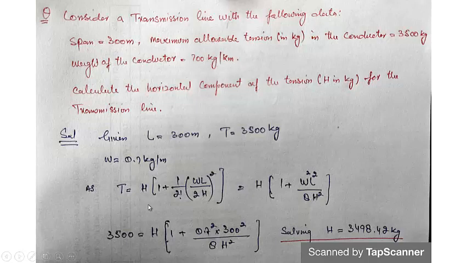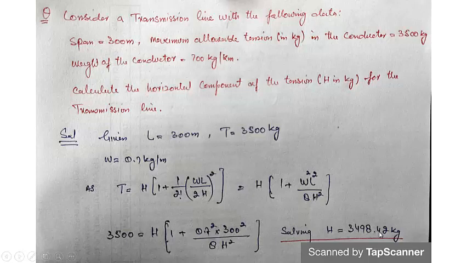So using the actual formula of tension, T is equal to H into (1 plus 1 by 2 factorial into (WL by 2H) whole square). When you open it up, it will be W square L square by 8H square. So putting the value of W and L, and T, this T is 3500, is equal to H into 1 plus 0.7 square into 300 square by 8H square, because we have to find out the value of H. If you directly solve it with your calculator, you will get 3498.42.